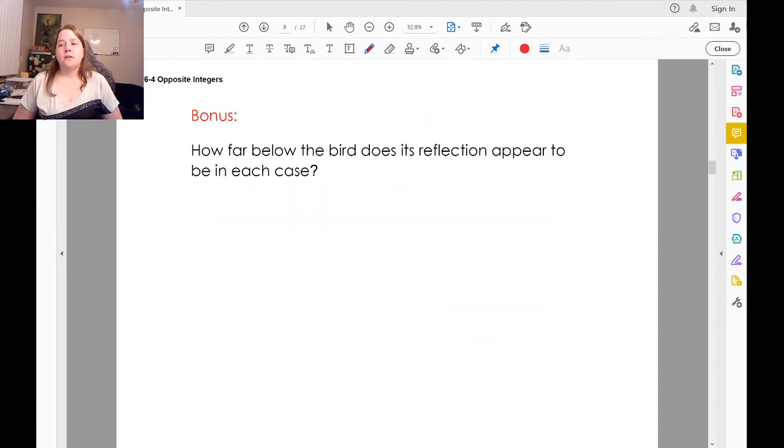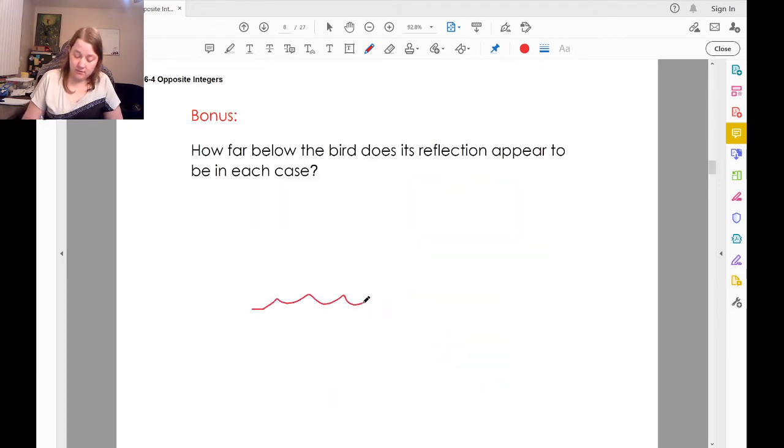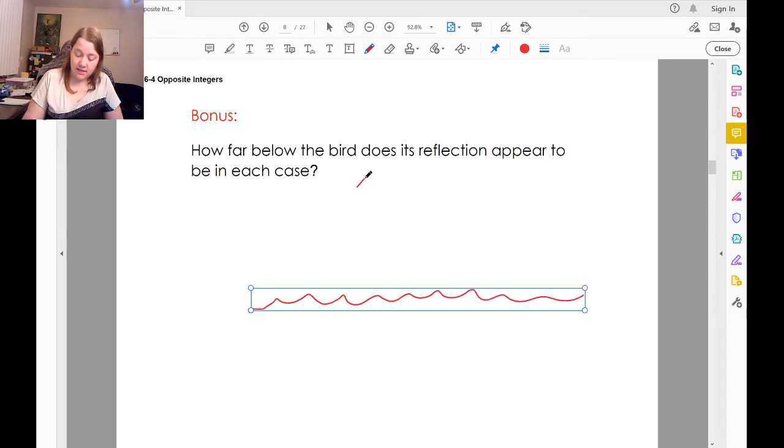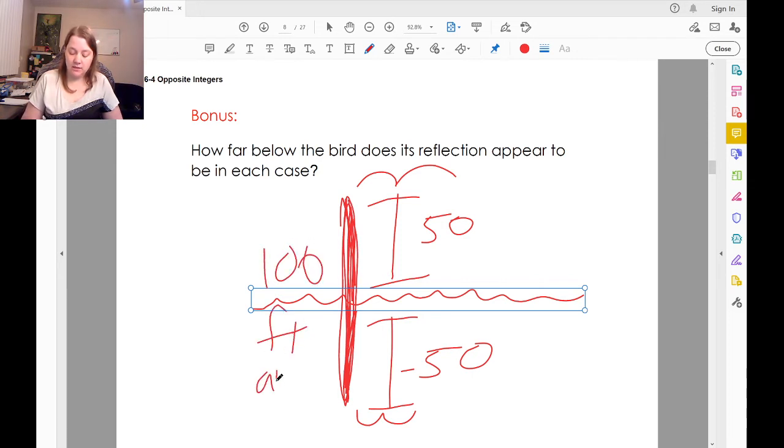How far below the bird does its reflection appear to be in each of these cases? Well, to talk about that, let's take that first example of 50. Look at that water, pretty water. Let's say the bird is 50 feet above the water. That means the reflection of the bird would be 50 feet below the water. When we take this 50 feet and this 50 feet and make them into one line, it would appear that the reflection is 100 feet away because you'd include the top and the bottom.